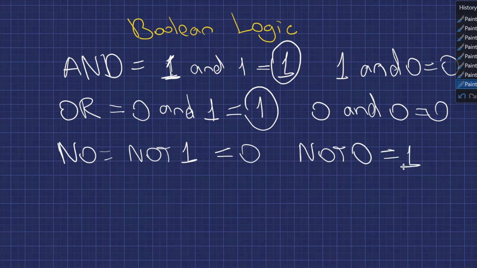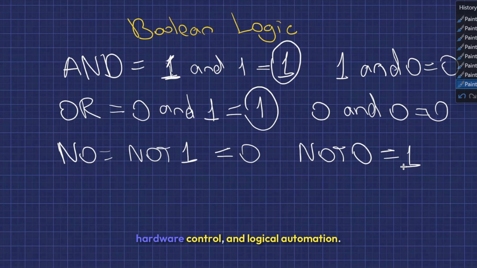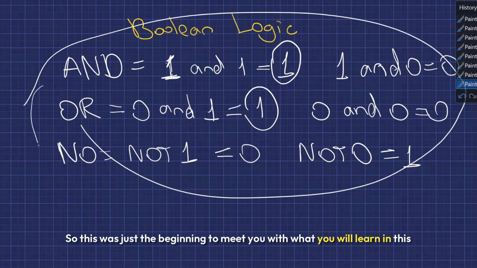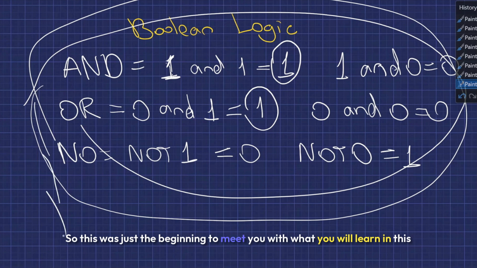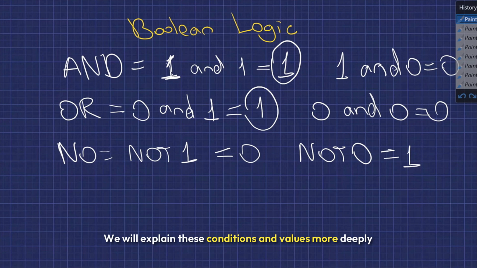1. Now, Boolean algebra provides a compact and efficient way to represent truth conditions that occur frequently in programming, hardware control, and logical automation. So this was just the beginning to meet you with what you will learn in this section of our course. We will explain these conditions and values more deeply and in detail in next lectures.